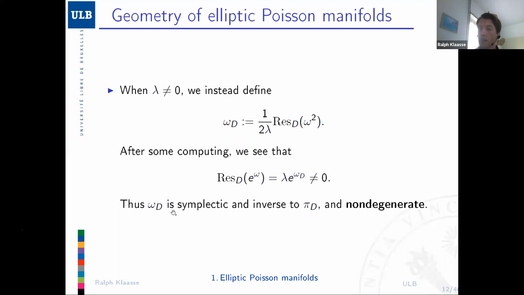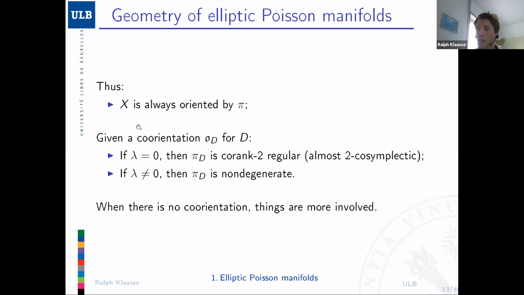So you see now that the Poisson structure on D in the non-zero residue case is non-degenerate. It's not directly inverse to pi d because I did this rescaling. And there's, of course, some interpretation to be done with what this lambda is, and there's some volume interpretation there. But the summary is that X is always oriented by pi.